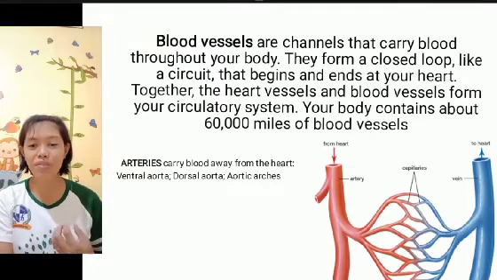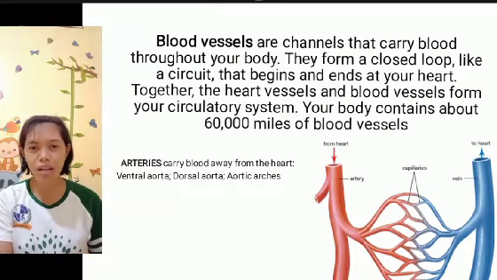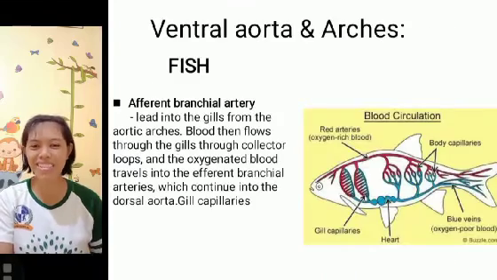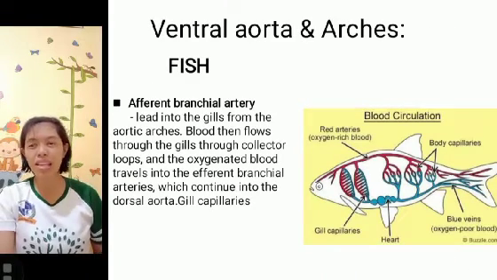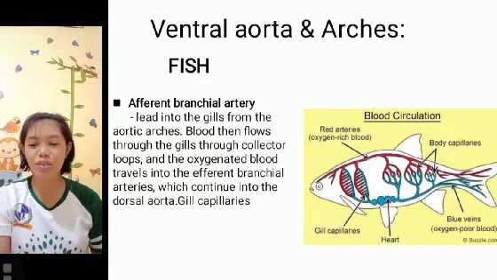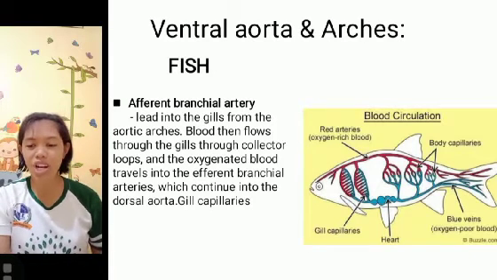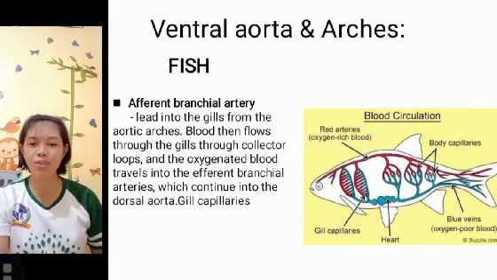And then we have this ventral aorta. Remember these three? We have this ventral aorta, this dorsal aorta, and then aortic arcs. Now let's proceed to our ventral aorta and our arcs. Afferent branchial arteries lead into the gills from the aortic arcs. So blood then flows through the gills through collector loops, and the oxygenated blood travels into the efferent branchial arteries, which continue into the dorsal aorta.